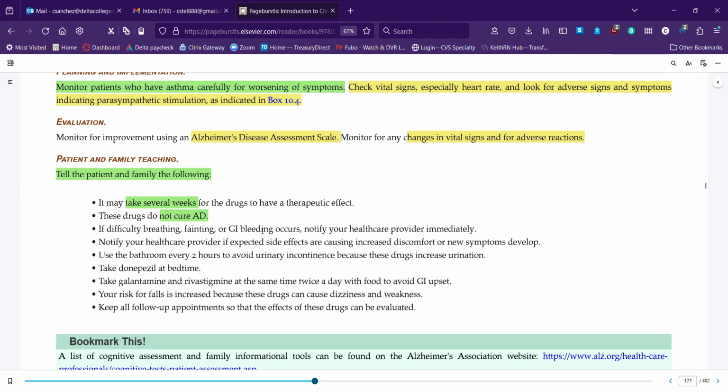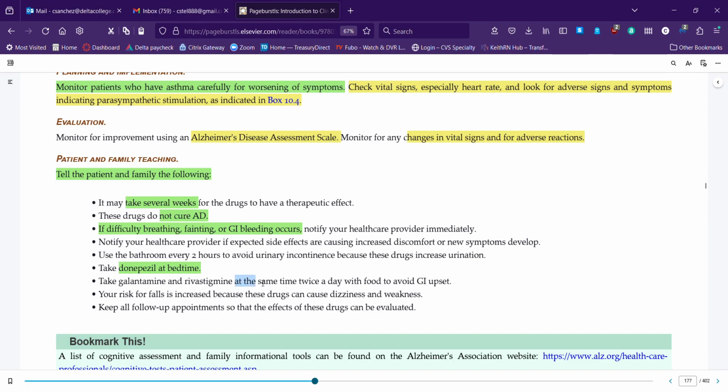Also, if difficulty breathing or fainting occurs, they need to notify the doctor immediately. Also, what are some of the expected side effects, or what to do if those expected side effects are causing more discomfort or new symptoms develop. Also, they may be using the bathroom every 2 hours to avoid urinary incontinence because the drug increases urination.